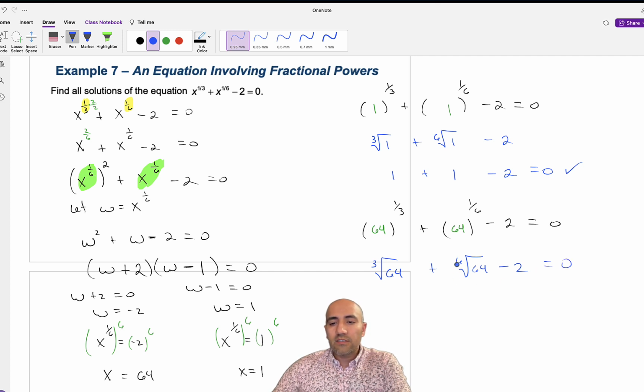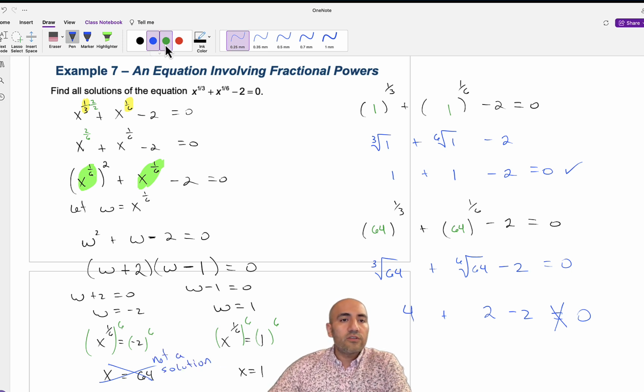Well, no. The 6th root of 64 is 2, because we already established that 2 to the power of 6 is 64 from over here. Minus 2, that's going to be 0, but then we have the cube root of 64, which is 4. 4 times 4 is 16, times 4 is 64. This leaves us with 4, so this does not equal 0, right? So this one's not a solution. So the only solution we have is x equals 1.